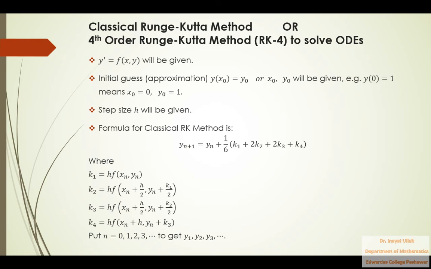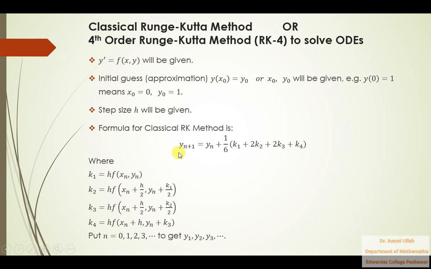Whenever you put n equal to 0 here, you'll get y1, and that is x0, y0, which will become x0 plus h/2, y0 plus k1/2, and that will become x0 plus h/2, y0 plus k2/2, and that is x0 plus h and y0 plus k3. So put all those values right here to get y1.